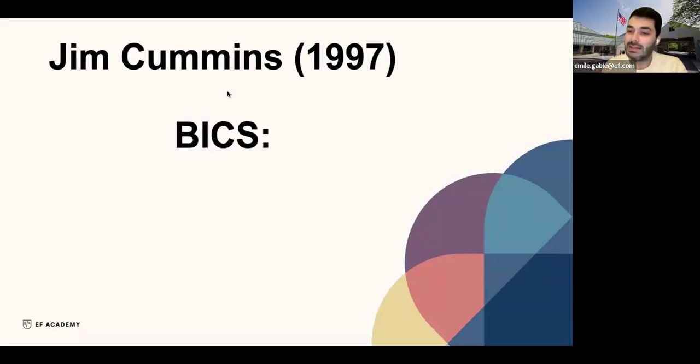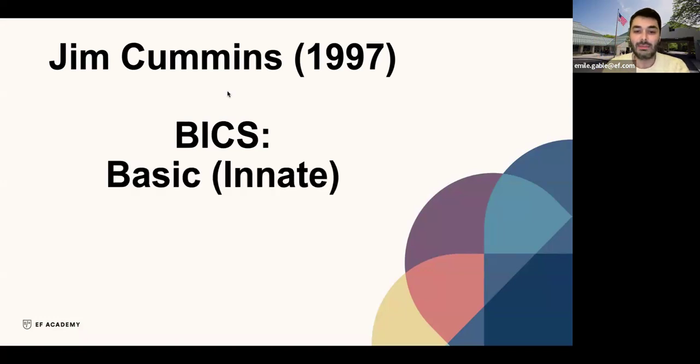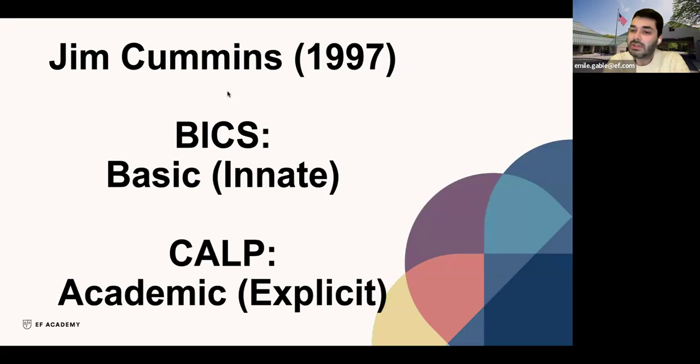And he comes up with two kinds of language. He calls it BICS, which is basic language. This is the language that comes to us innately when we say hello, we say goodbye, we ask somebody how they're doing. We can talk about our hobbies or our favorite color. This is all of our basic language. Then he says there's another kind of language. It's called CALP. I call it academic language. And this is language that needs to be taught explicitly. It does not come naturally to us. It is not something that we pick up by hearing it in a classroom or hearing it in conversation. It is really something that needs to be taught very explicitly.